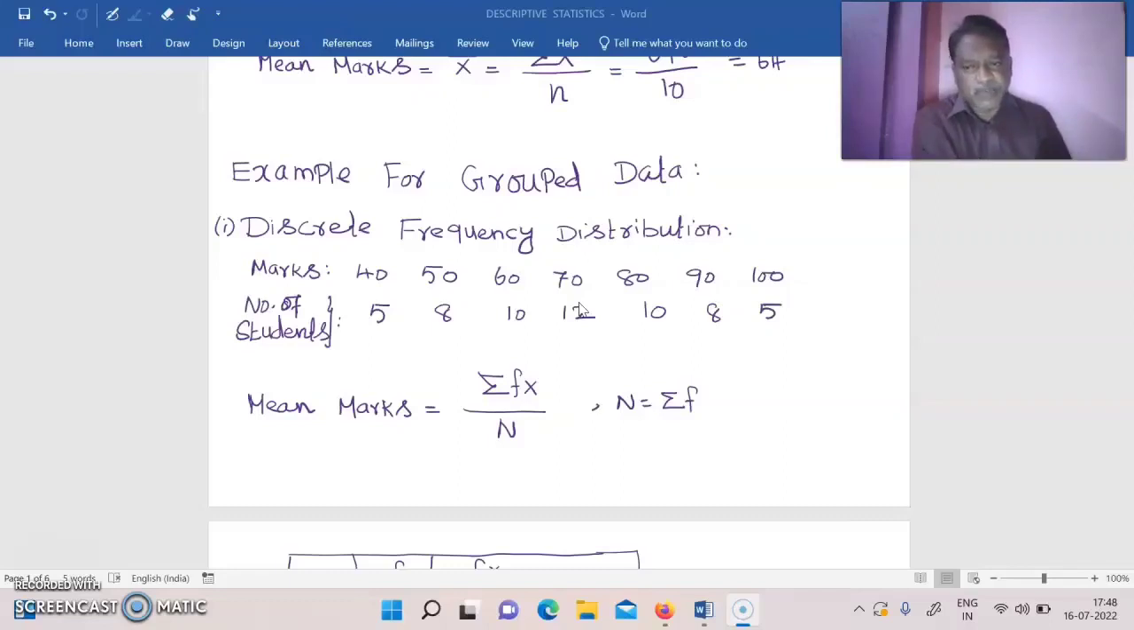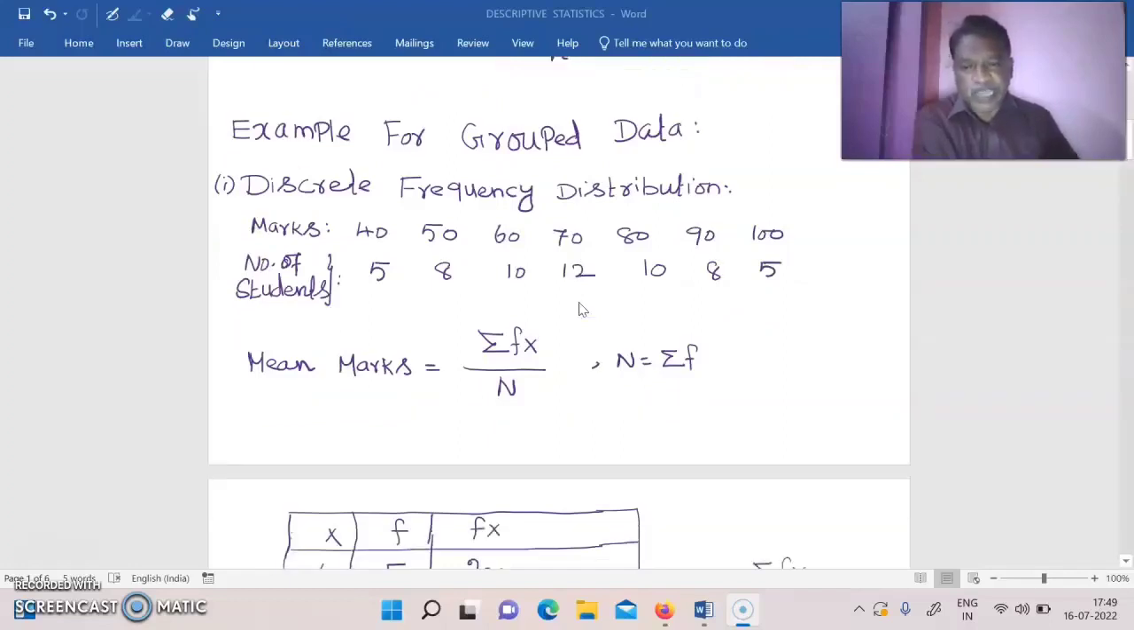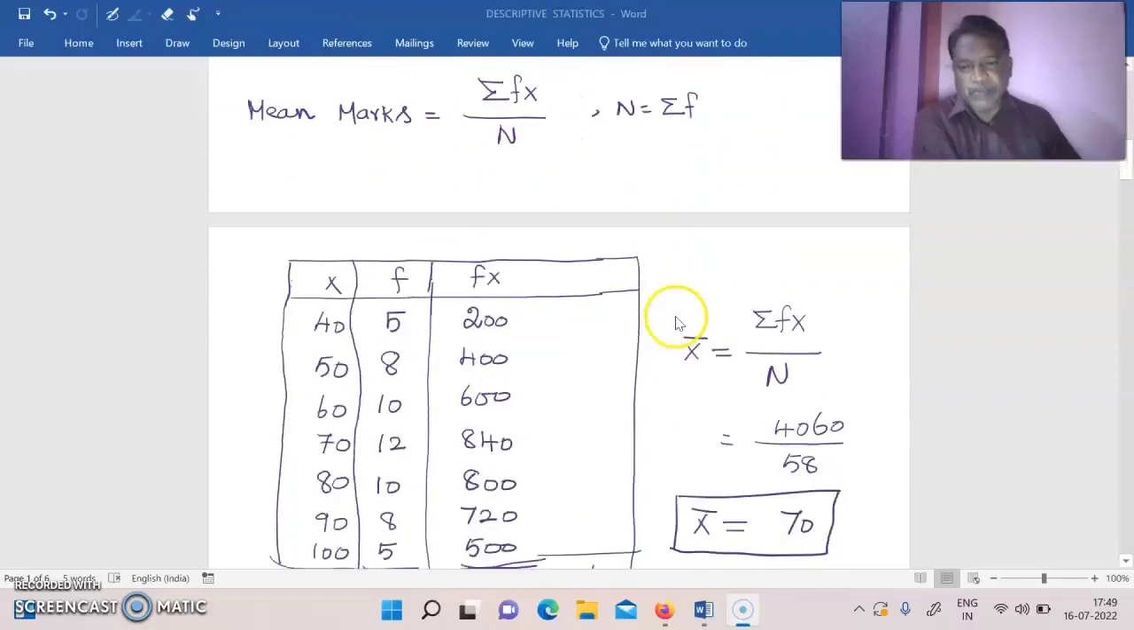Here the variable is marks. The number of students is nothing but frequency. So the values of the variable are in distinct, that means discrete, form. So this data is called discrete frequency distribution. To calculate the mean for a discrete frequency distribution, the formula is summation fx divided by capital N. Capital N is nothing but the sum of f, the sum of frequency. So let us frame the table.